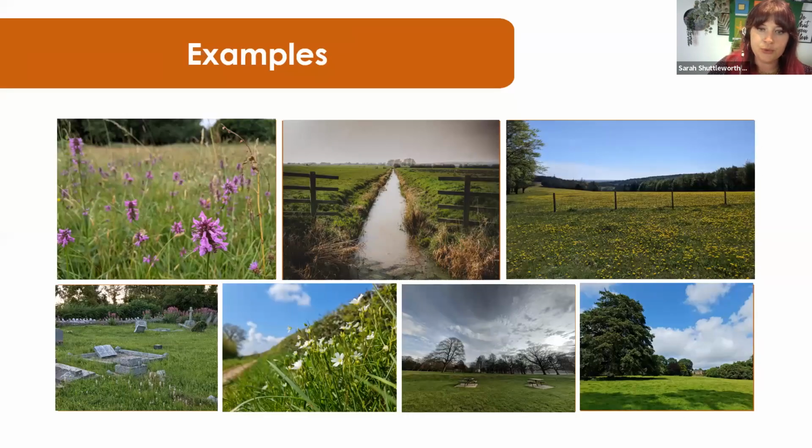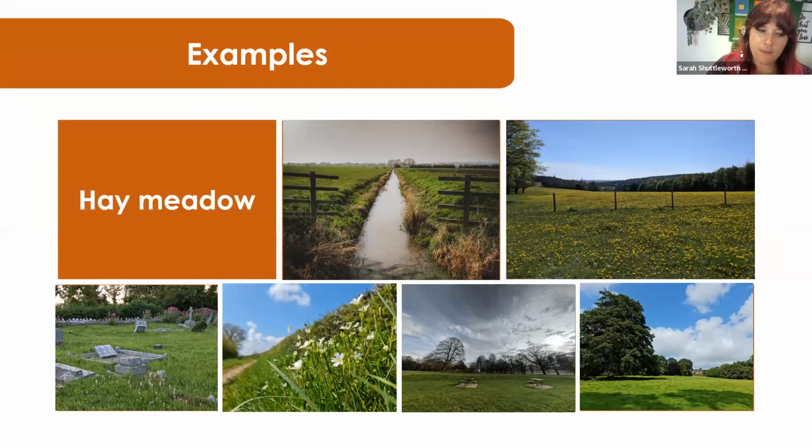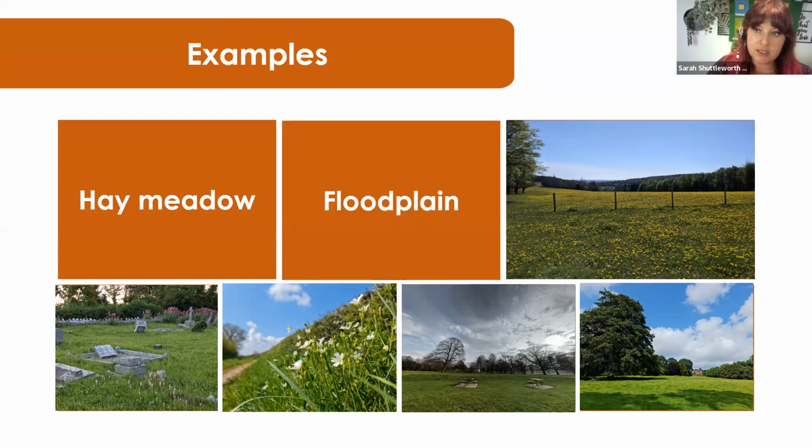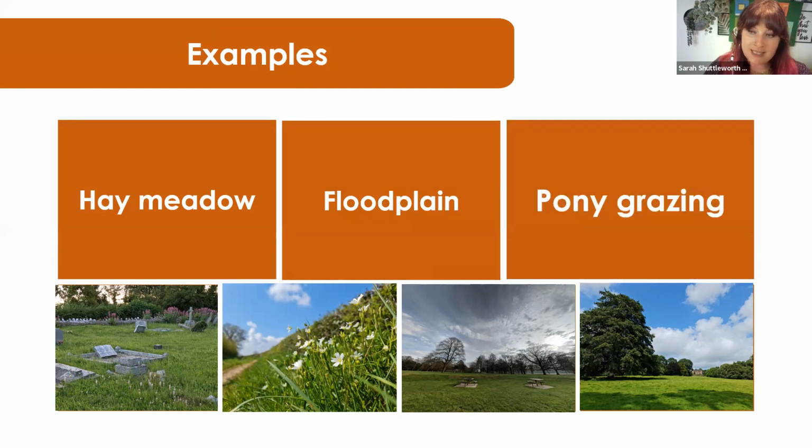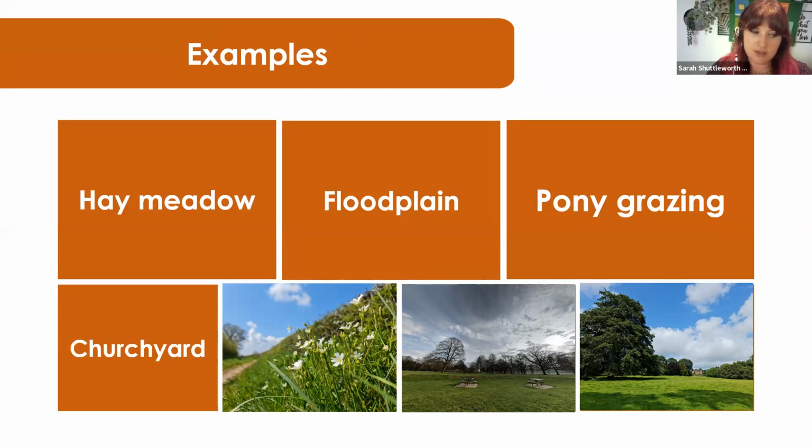So some examples of both of these kinds of fine habitats. You could have the traditional hay meadows, which is always lovely. You could have floodplain meadows, so that's probably going to be in your damp neutral. You could have pony grazing, but maybe it's not so intensively managed. You could also include the neutral pastures and meadows under churchyards. There's a lot of really, really nice grassland habitat in many, many churchyards.